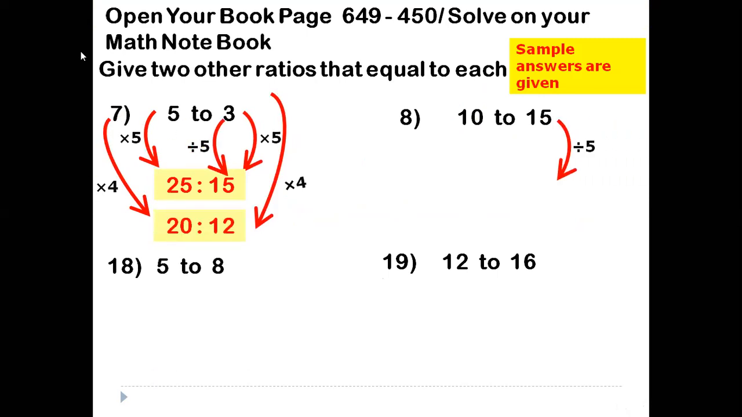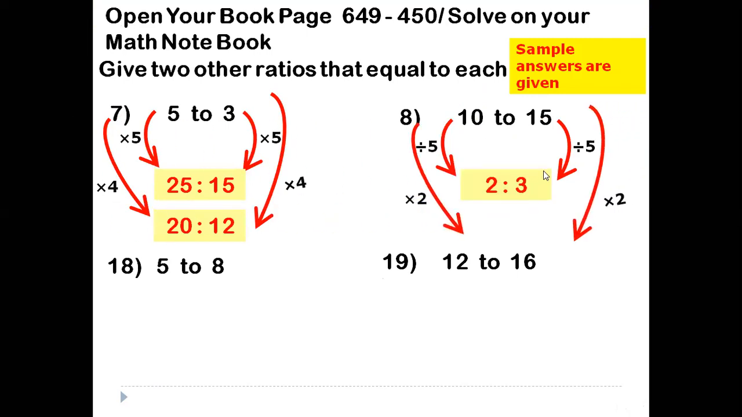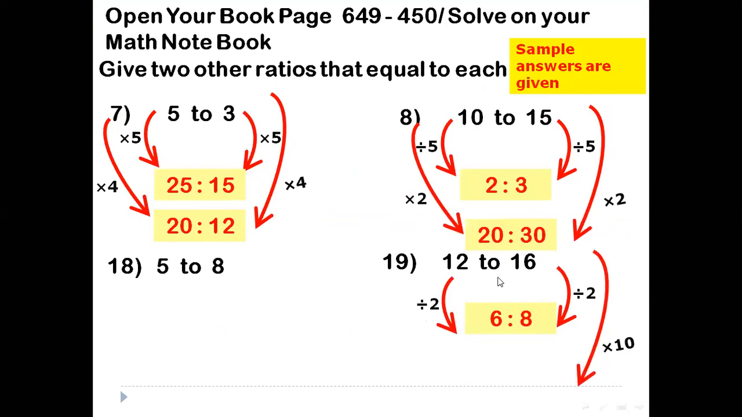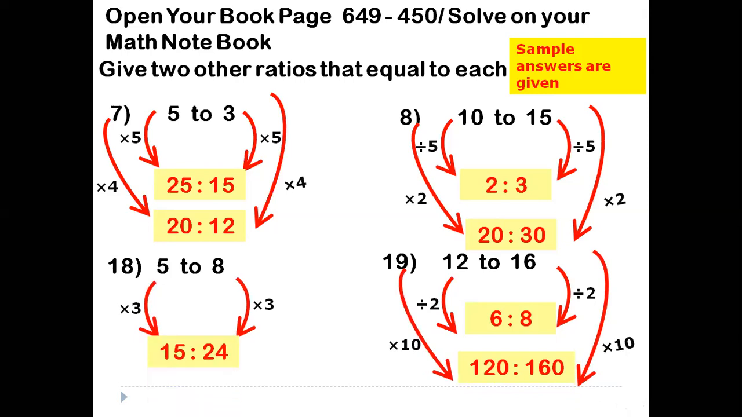So here in the first one, we multiplied by 5 and then by 4. Number 8, for example, I choose division, then I choose multiplication. In number 19, we choose division, dividing by 2, and I choose, for example, times 10 then. In number 18, we multiplied by 3 first to get 15 to 24, and we can choose multiply by 7. So your answers might be actually different than our answers. But that doesn't mean that they are wrong. If you are doing the correct operations, that means your answer is correct.